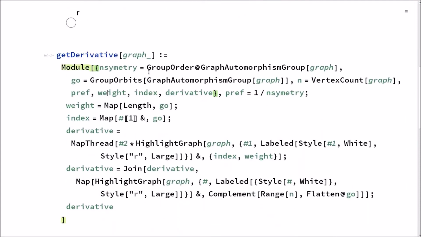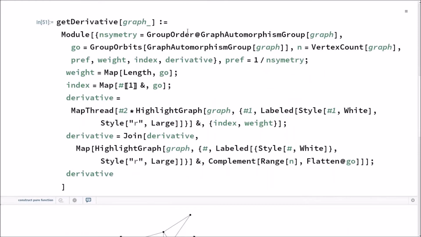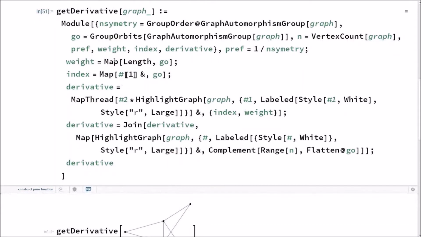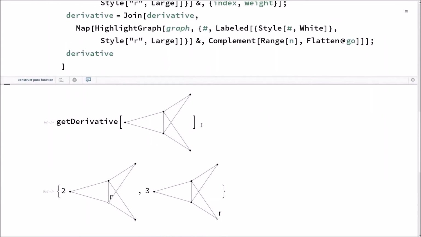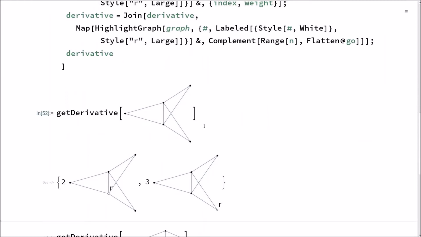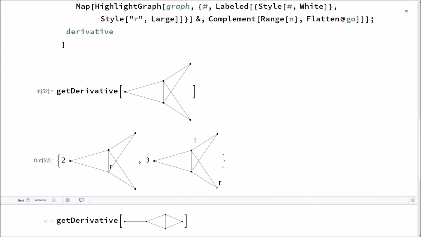And we can define this functional derivative in a graphical way. And the main thing here is to have this graph automorphism group, and this gives us all possible group orbits, and with this we can calculate the weight of the derivative. So it's a little bit confusing if you want. It takes some time to understand what's happening here, but it's not too complicated.